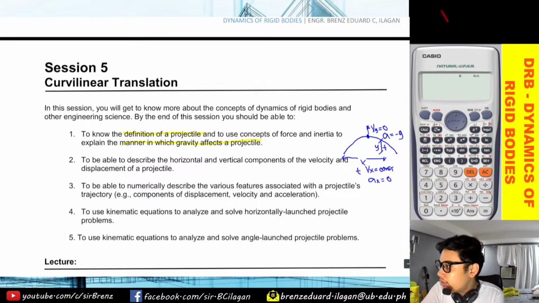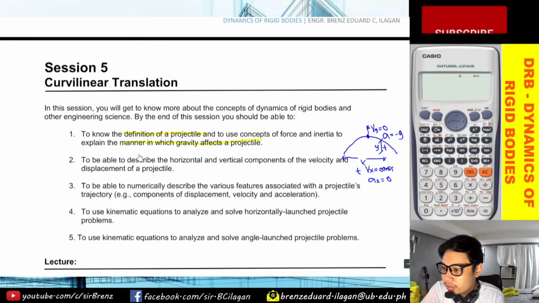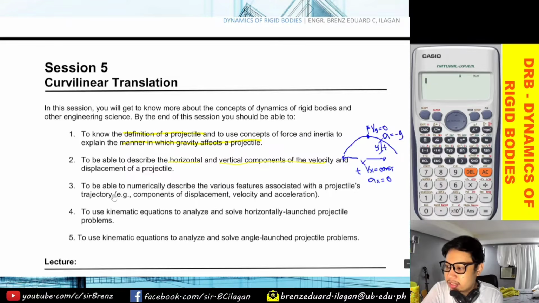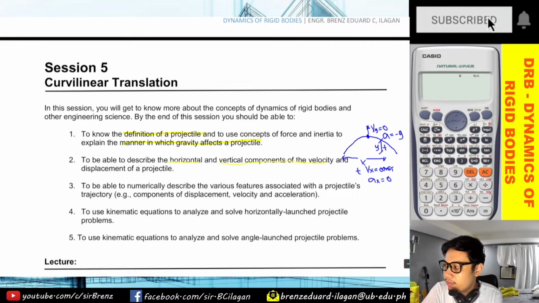Okay, so again, basahin ulit natin. For number 2, to be able to describe the horizontal and the vertical components of the velocity and displacement. Next, number 3, to be able to numerically describe the various features associated with a projectile trajectory. So, the components of displacement, the velocity, and the acceleration. Dito papasok nga guys yung ilang set ng formulas. Ipapakita ko rin kung paano na-derive yung mga formulas na yun.